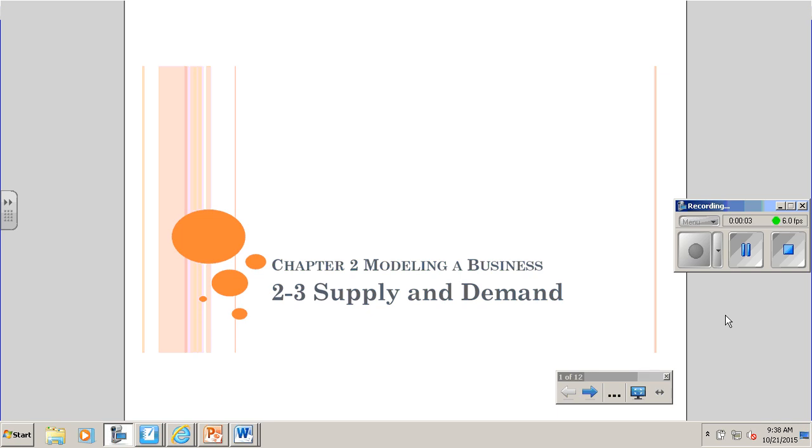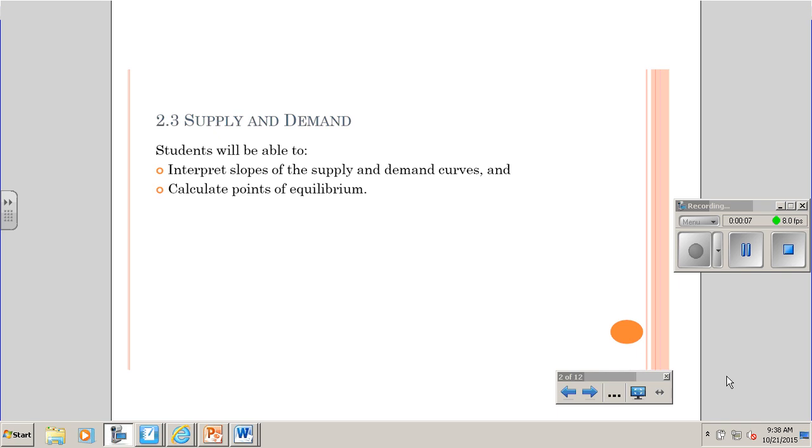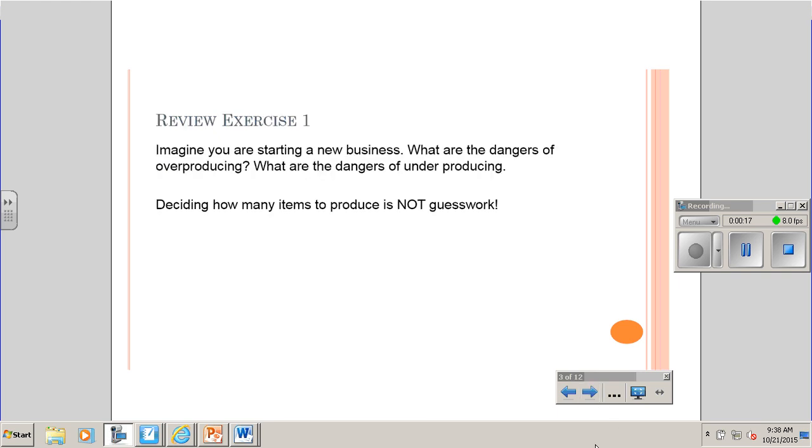Okay, here we're going to talk more about supply and demand. Here's what you should be able to do. Talk about the slopes of the supply and demand and understand what they mean, and calculate the points of equilibrium. We'll talk about what equilibrium is.